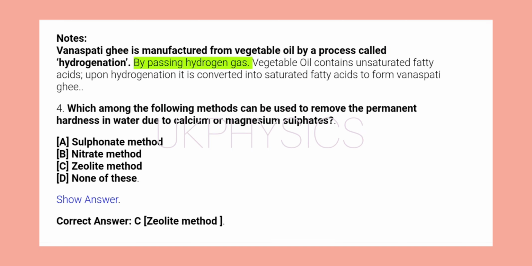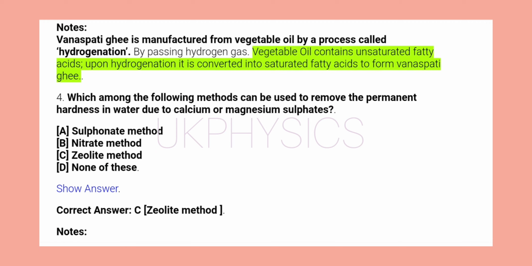By passing hydrogen gas. Vegetable oil contains unsaturated fatty acids. Upon hydrogenation, it is converted into saturated fatty acids to form vanaspati ghee.